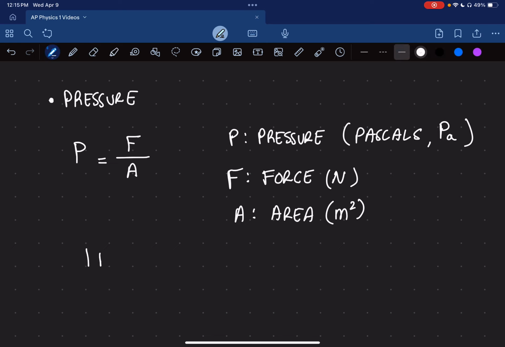1 Pascal is equal to 1 Newton divided over an area of 1 meter squared. So a Pascal is not very much force per area. It's a very small quantity. And so in a minute here, we'll go over some examples of pressures.